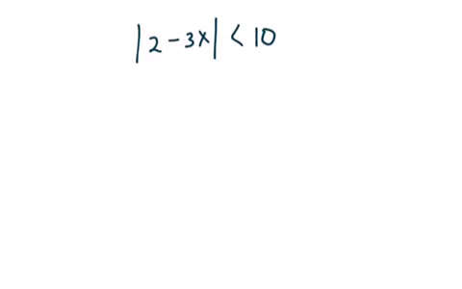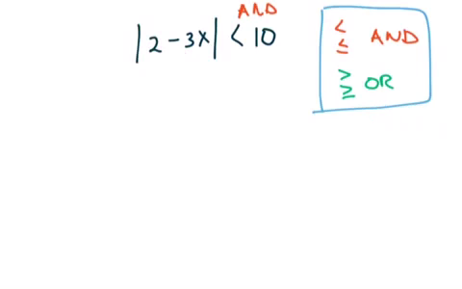So in this example, just because it's less than with absolute value, I can automatically write that it's an AND problem. So whenever we have less than or equal to with absolute value, we have AND. Greater than or equal to with absolute value, we have OR. So undoing the absolute value bars, we'll have 2 minus 3x is less than 10. And for the negative case, 2 minus 3x is greater than negative 10. So I flipped it for the negative.